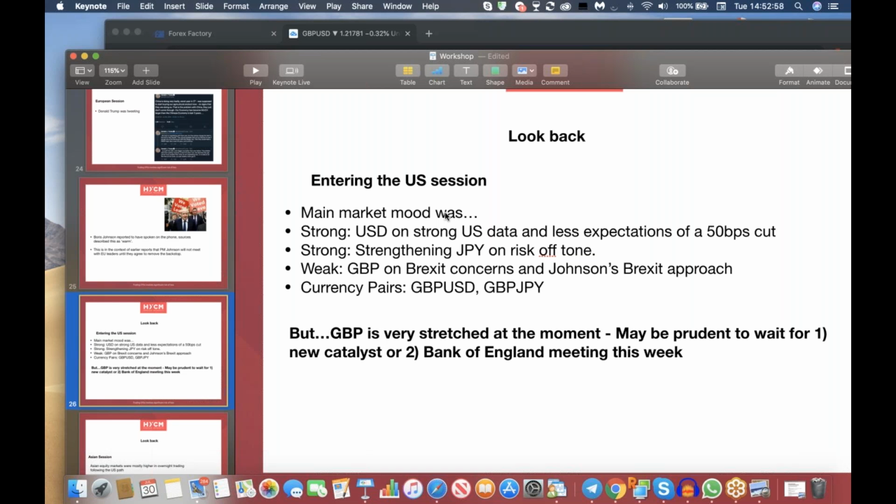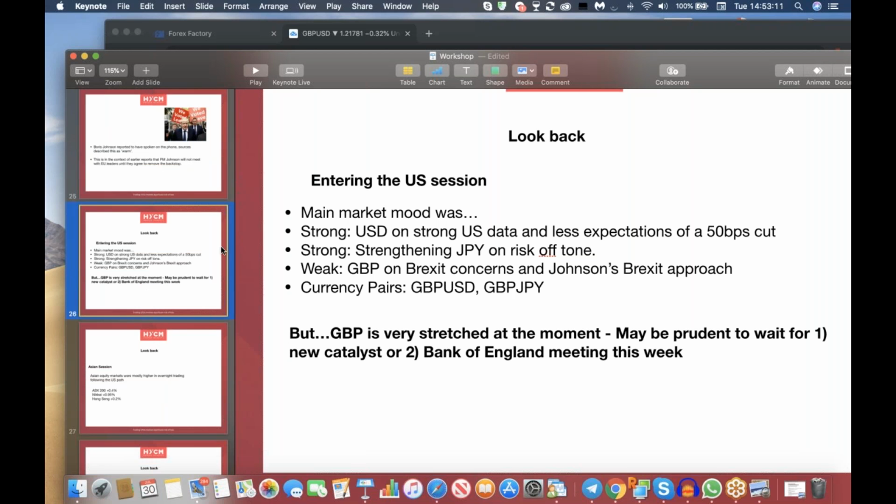So that gave me two different currency pairs. And I could have had a third. I could have had a pound US dollar, a pound yen, or a pound Swiss franc short. So that was exactly what I'm doing in the US session. That's what I'm looking at now.